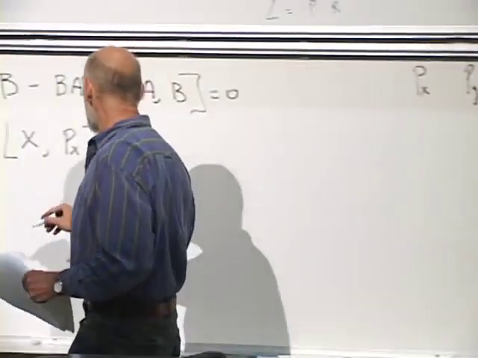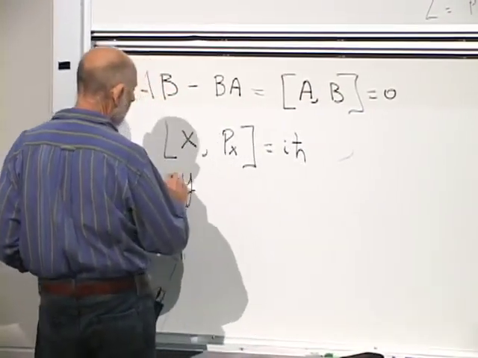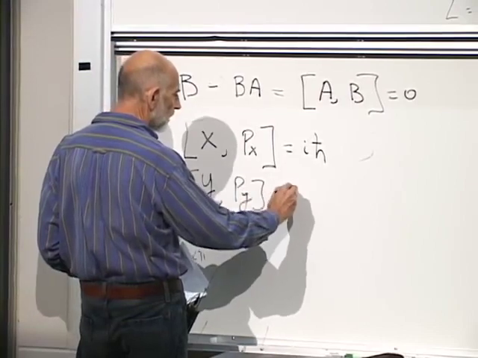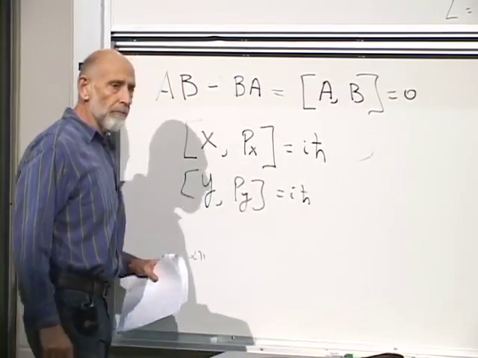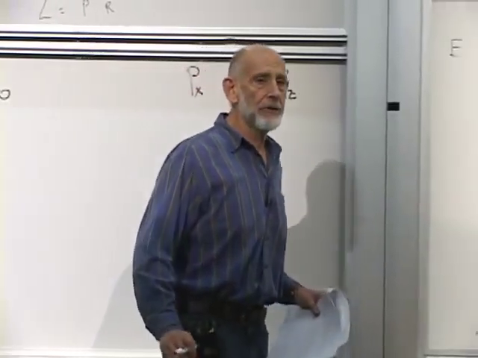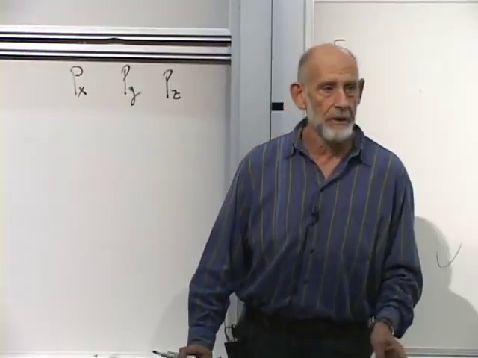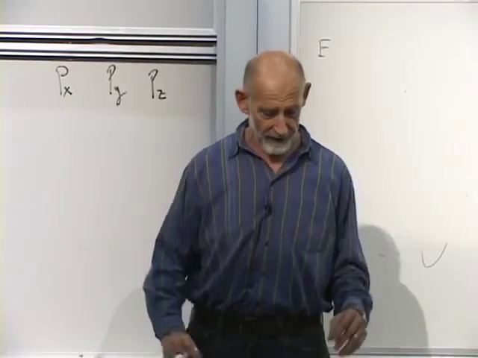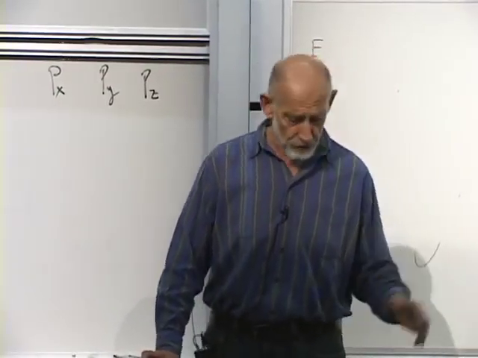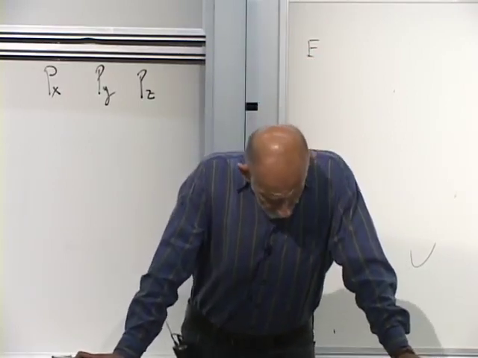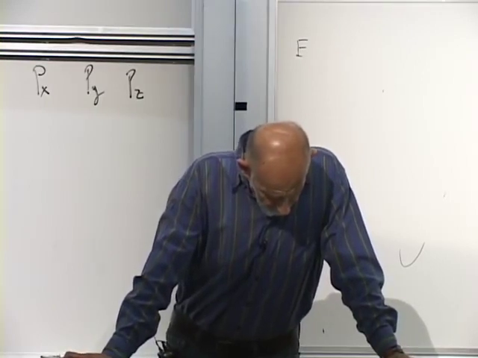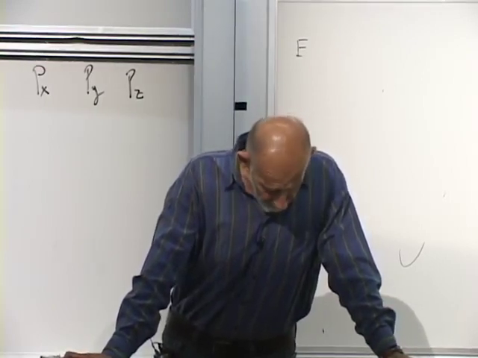Likewise, for the y components, the y position and the y momentum don't commute with each other. Same for the z components. How about x with the y component of momentum? Can you measure x and the y component of momentum simultaneously? Yes, as a matter of fact, you can. That may not be obvious, but it is true. Okay, so that's another aspect of quantum mechanics.